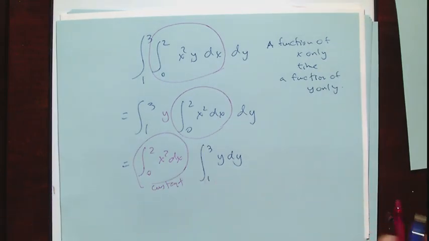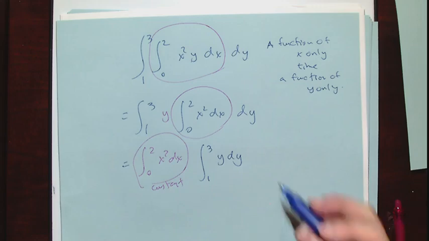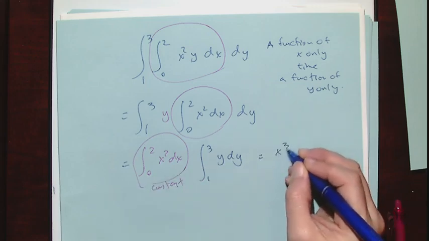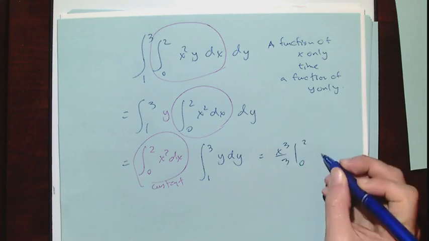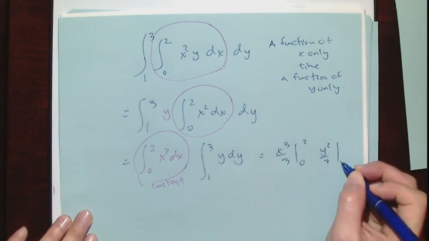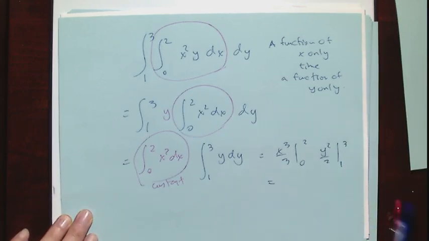Now it's easier than even what we had before. Fair game? You can compute each one of those, which is x to the third over 3, 0 to 2, and y squared over 2, 1 to 3. And you guys compute this and tell me what the answer is.